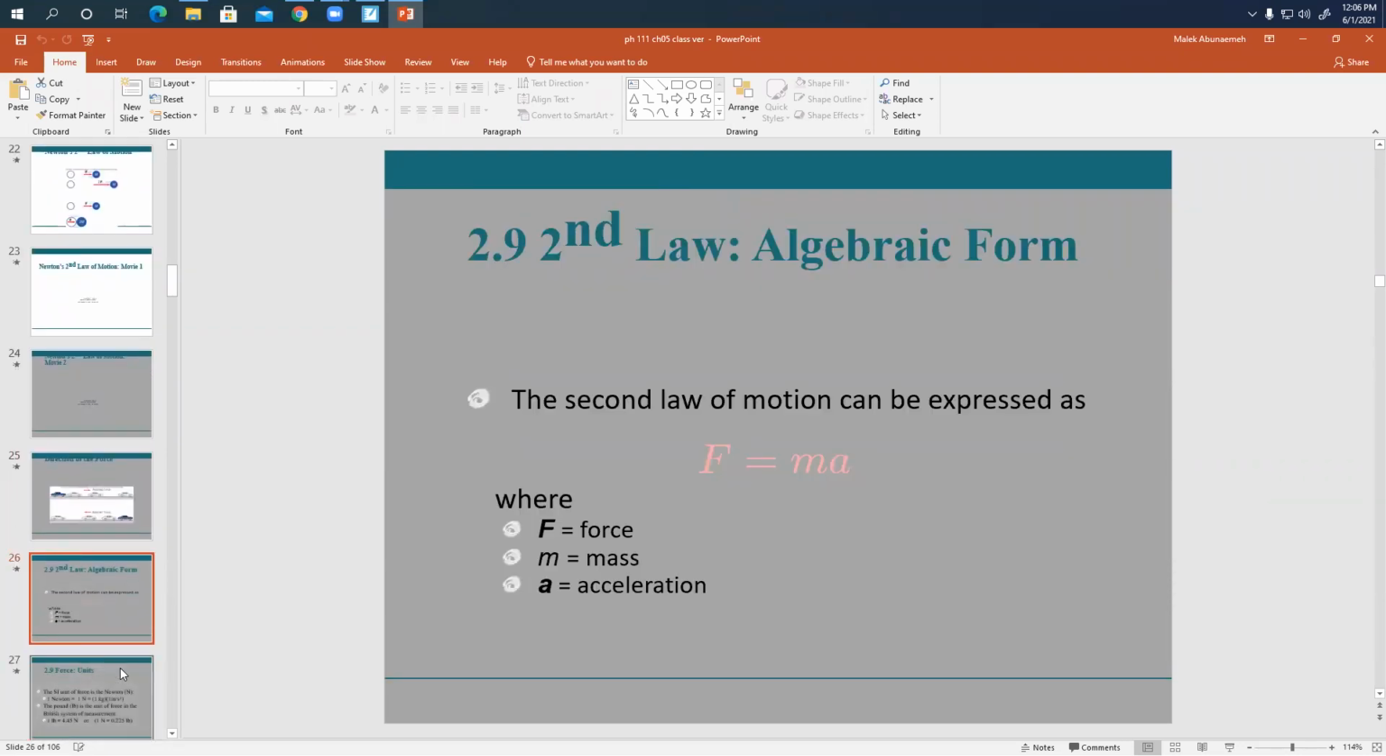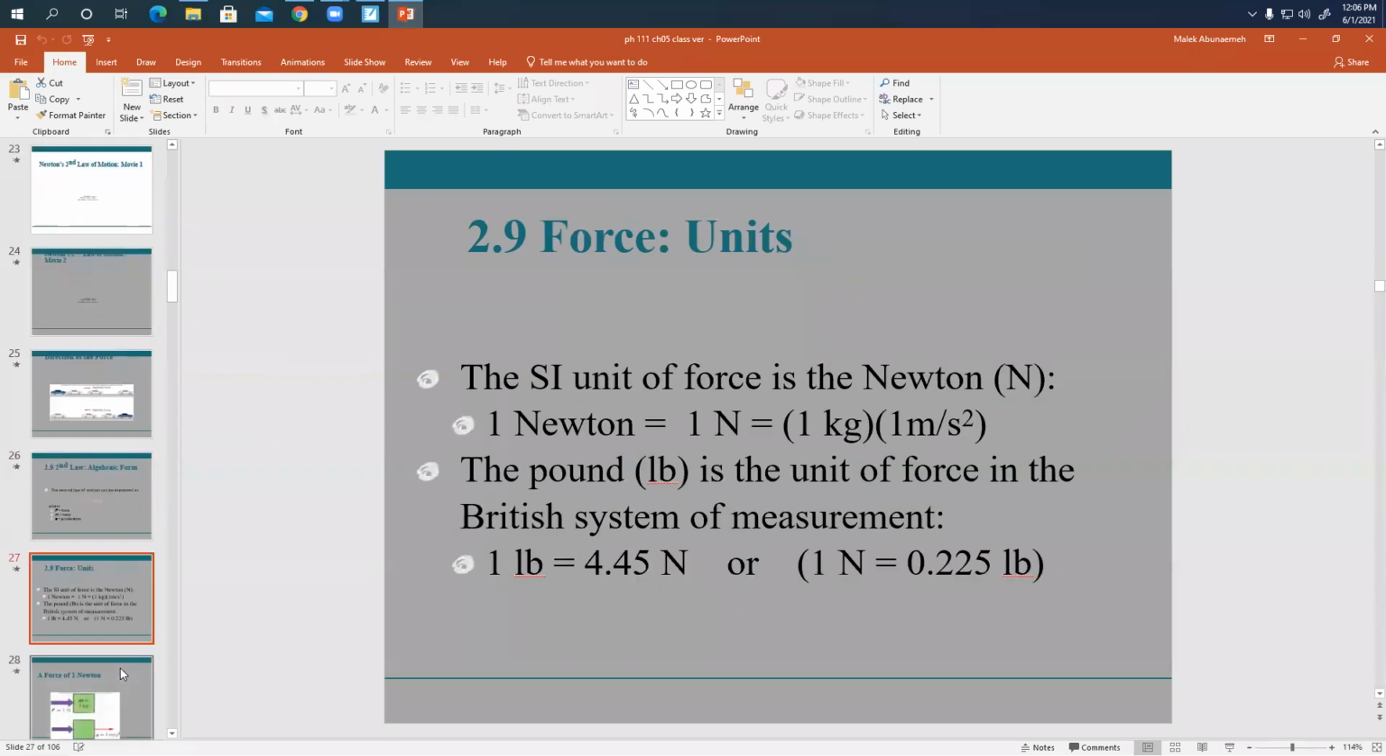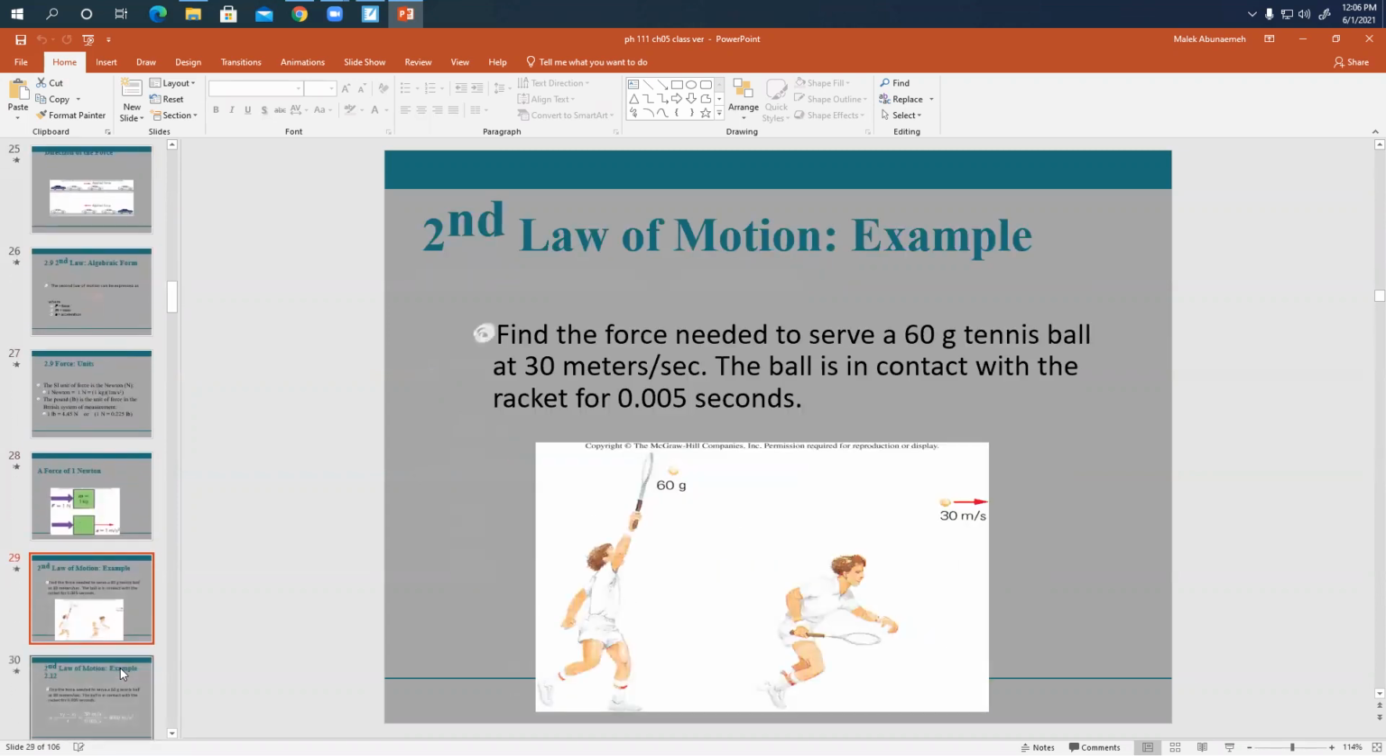So your Newton's second law, again, is F equals ma, where F is your force, m is your mass, and a is your acceleration. F equals ma. And again, the units are going to be kilogram meters per second squared, which we call a newton. So let's say we have a question.